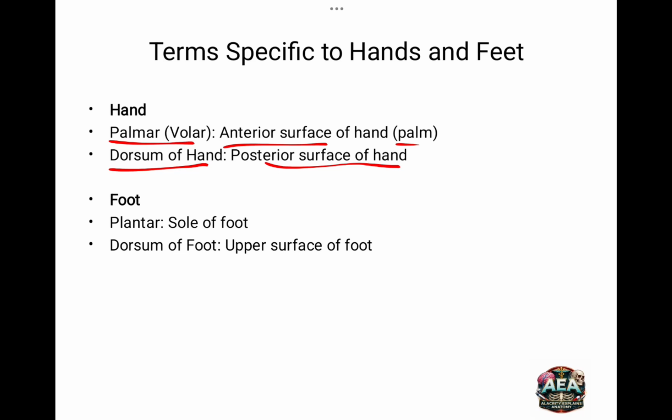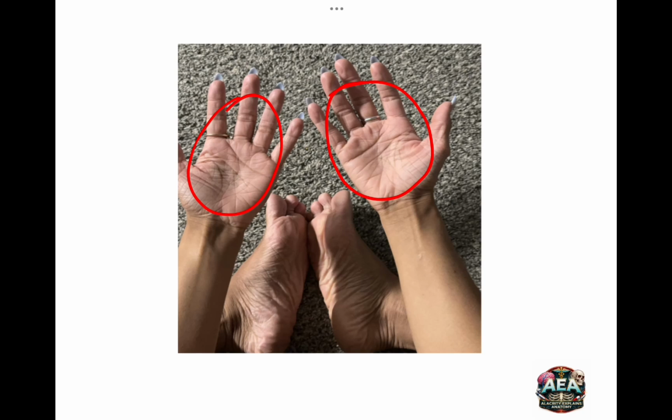For the foot, we have the plantar surface, which makes up the sole of the foot, while the dorsum of the foot is the upper surface of the foot. Look at this. This is the plantar surface we have here, and at the part facing upwards we have the dorsum of the foot.